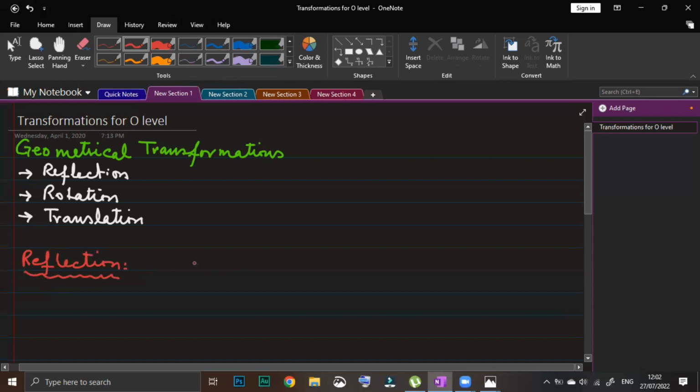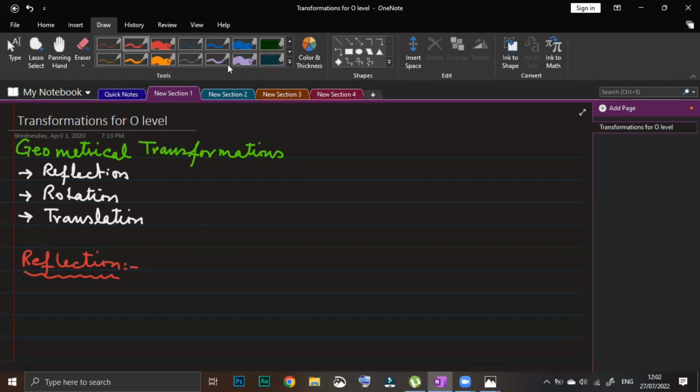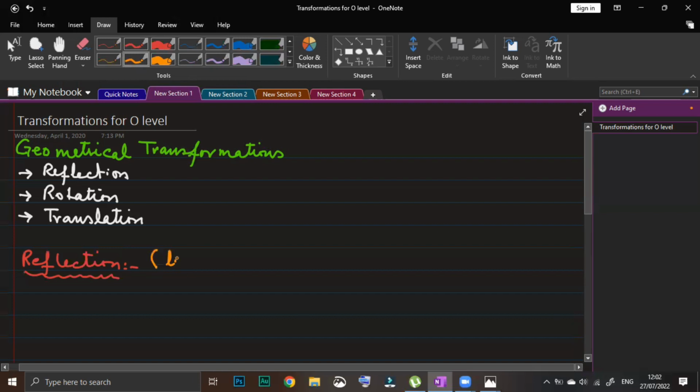The most important point to remember in reflection is the line of reflection, or axis of reflection. Line of reflection or axis of reflection. First of all, we will learn how to find out the line of reflection.